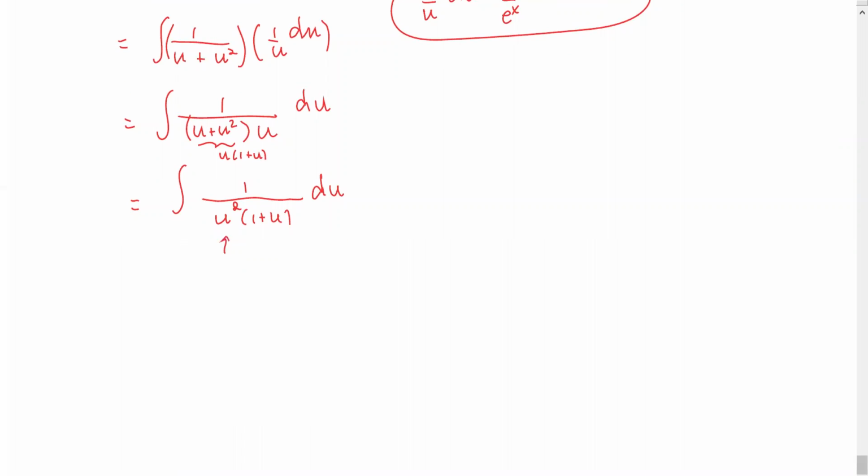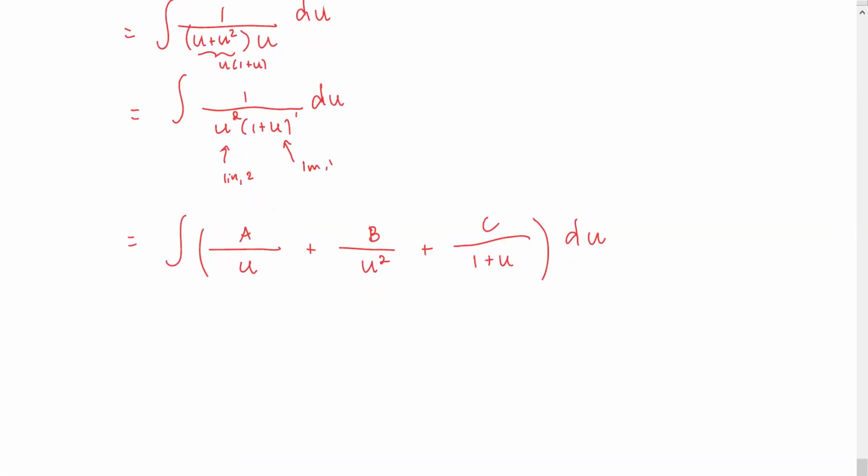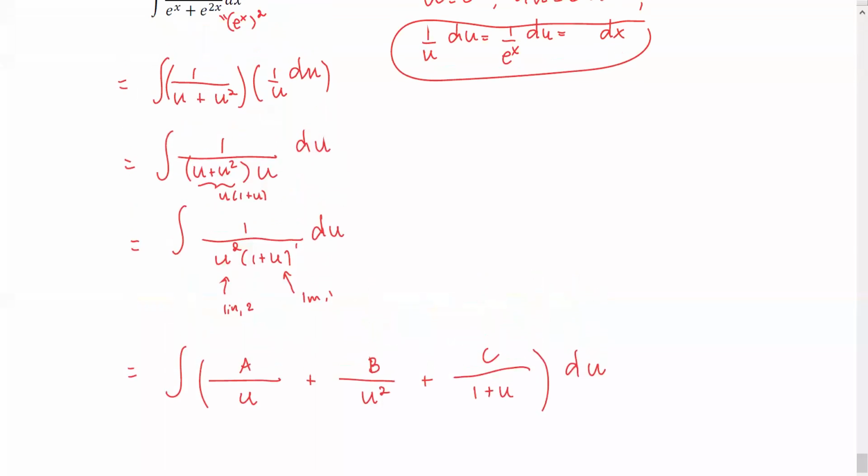Now we have a linear factor with the degree 2 and a linear factor with the degree 1. We're going to have 3 partial fractions. The first one with the denominator u, the second with the denominator u squared, and the last one with the denominator 1 plus u. All of them are linear. The numerator is going to be a constant term. Let it be a, b, and c. To find a, b, and c, we're going to set up in a similar way.